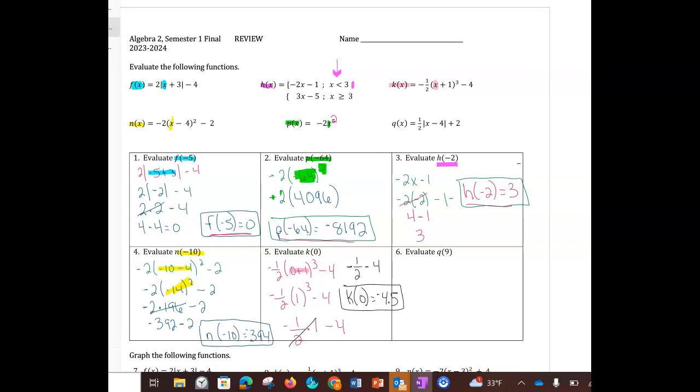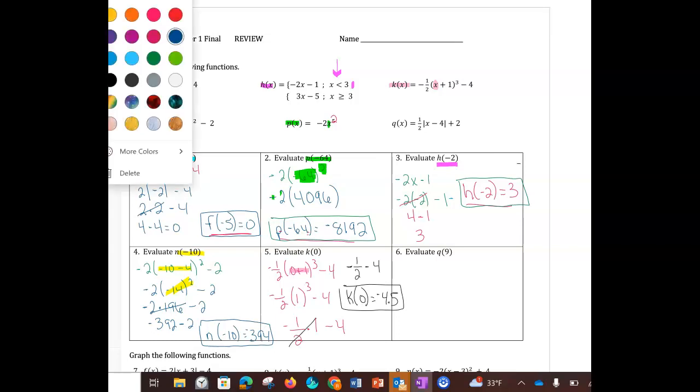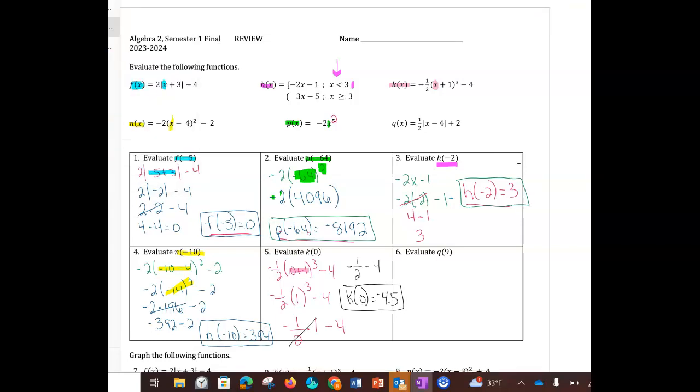And my last one, q of 9. So that's the only one I haven't highlighted, so I'm going to go to q's function, and I'm going to put 9 in. Here's another absolute value problem. So starting in the absolute value bars, 9 take away 4 is 5.